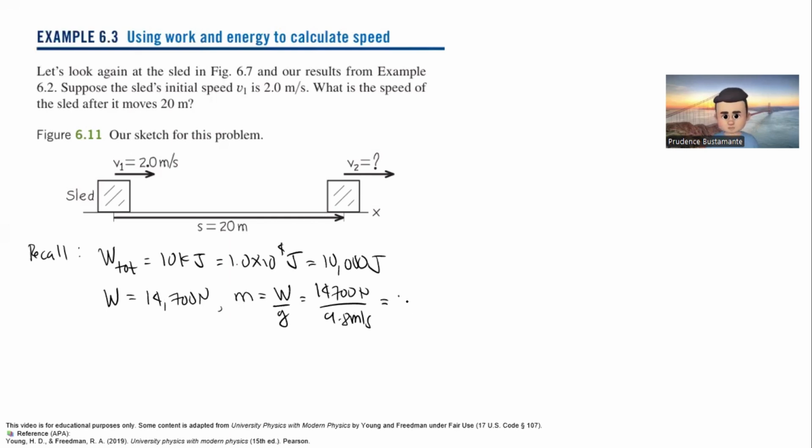This is about 1,500 kilograms. Okay, let me check. Okay, one. So this is our results from our previous discussion. Okay. Suppose the sled has an initial speed v1 which is 2 meters per second. What is the final speed of the sled after it moves 20 meters? Okay, that's the question.